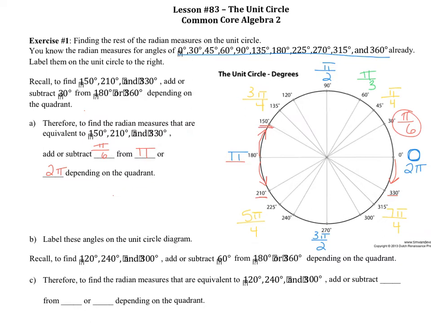We're going to start out with 150. So for 150, I'm going to do pi minus pi over 6. When we subtract fractions, we know we need an LCD. I can see that's 6, so I'm going to multiply this fraction pi by 6 over 6. That's going to give me 6 pi over 6 minus 1 pi over 6, and 6 minus 1 is 5 pi over 6. So this is going to be 5 pi over 6 right here.